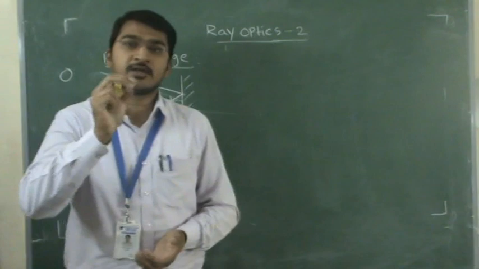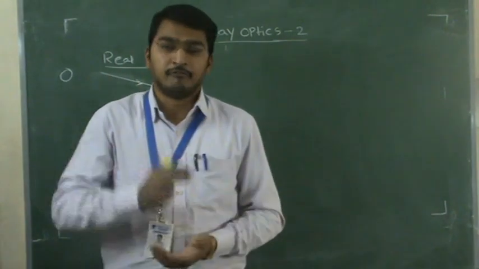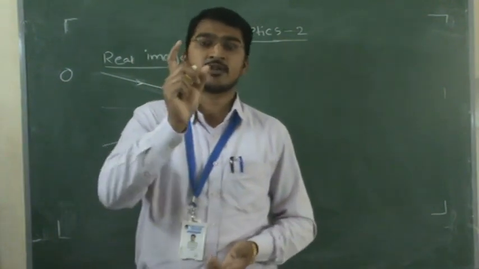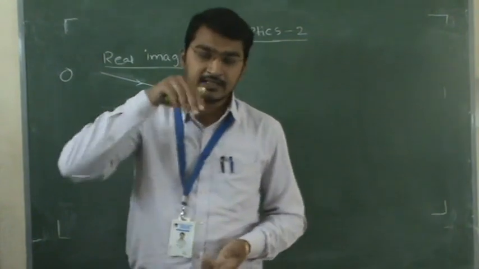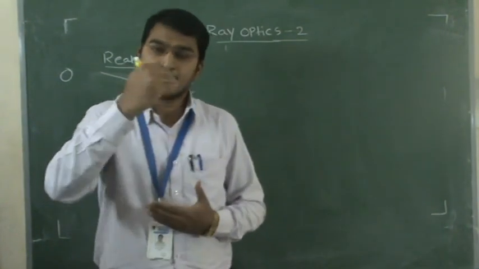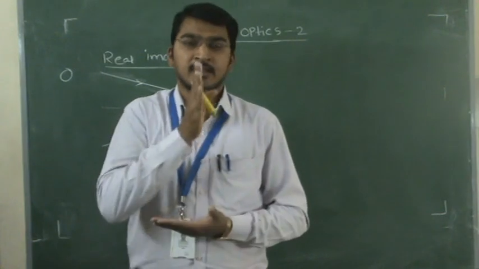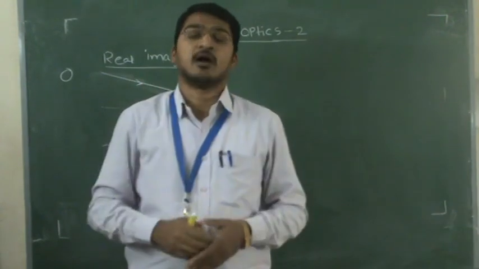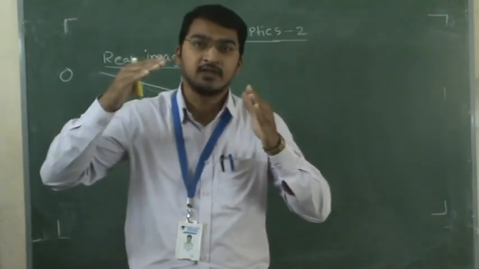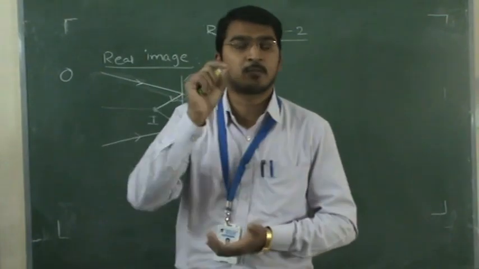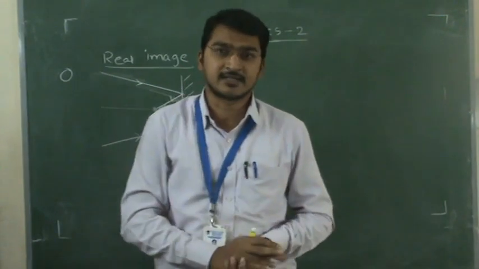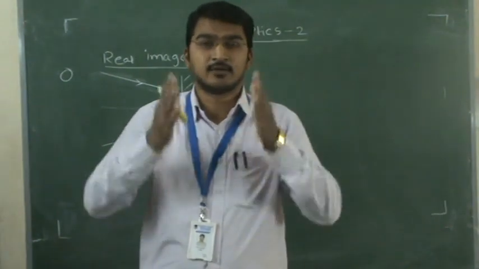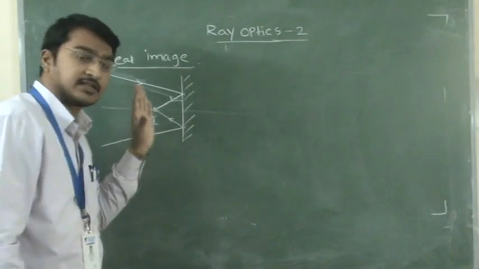Real image is a point where the reflected or refracted rays meet, but with refraction we are dealing with lenses. Here we are discussing mirrors, so I am giving the definition based upon mirrors. The point where the reflected rays converge to or actually meet, that point we call as real image. Once again I am repeating the definition. Please understand this, don't memorize it. Try to understand.